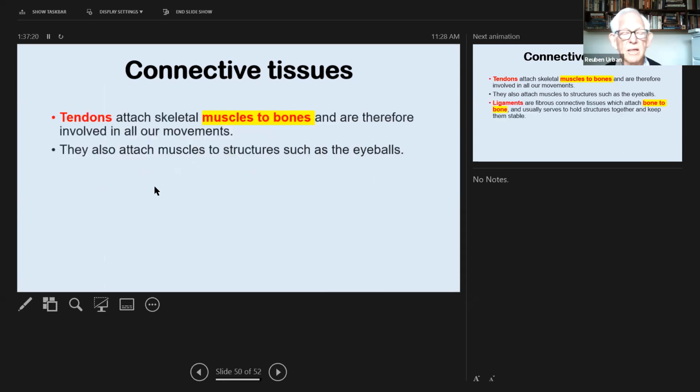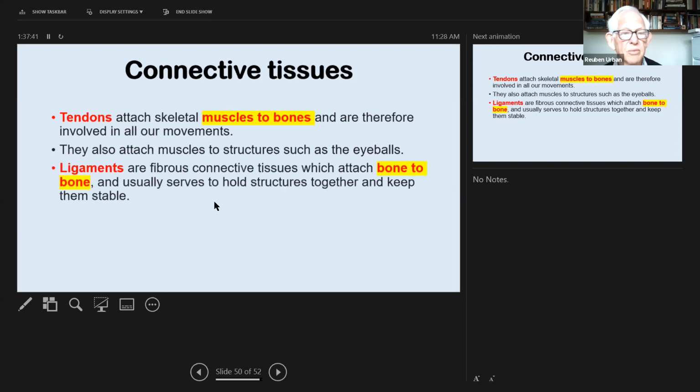So the definitions: tendons attach muscles to bones, and they also attach muscles to other things like the eyeballs. We have full control of the 6 sets of muscles around each eyeball, so we can move wherever we want to and look wherever we want to.